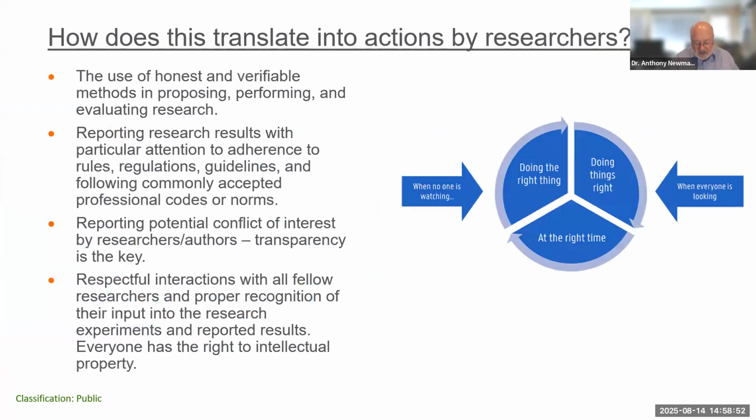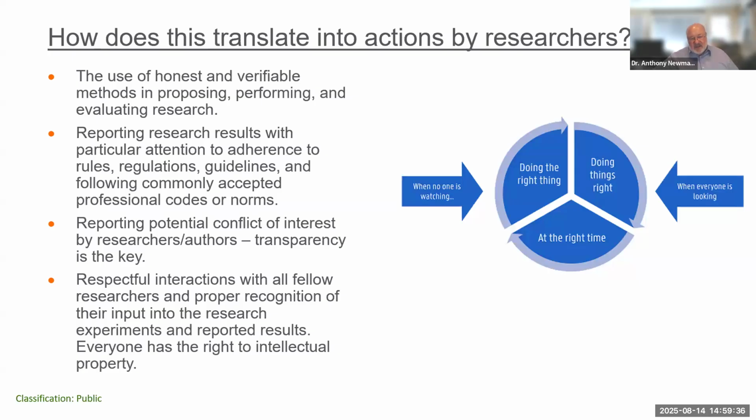Now, how does that translate into practice by researchers? Look at this little circle here. You're doing the right thing, doing things right at the right time, doing things when no one's watching and when people are watching. So you've got to use very clear processes that are very transparent, with honest and verifiable methods in terms of performing and evaluating the research. And you've also got to report the results in such a way that all the various rules, regulations, guidelines, ethical procedures, and everything is also there as well.